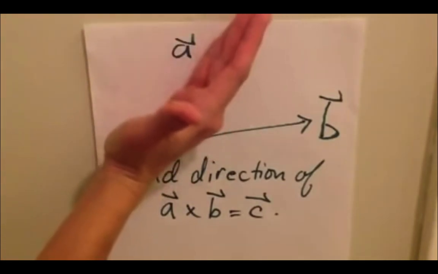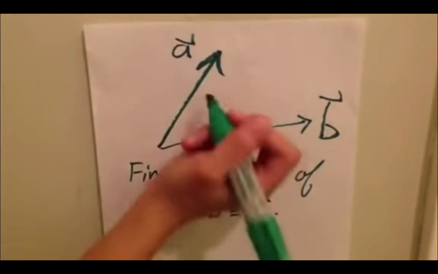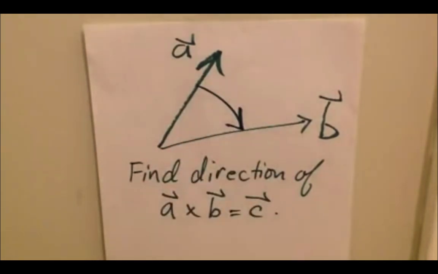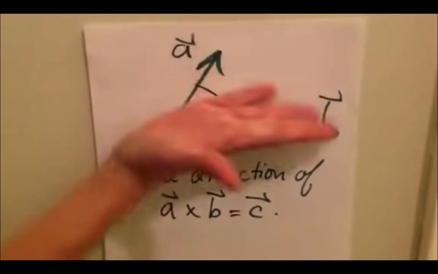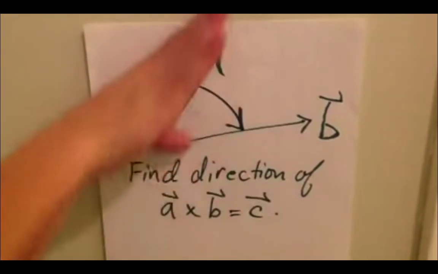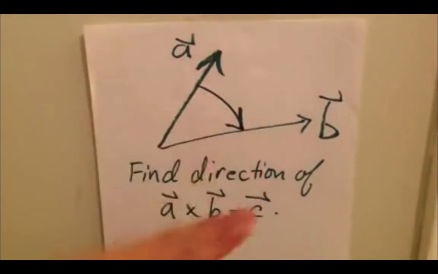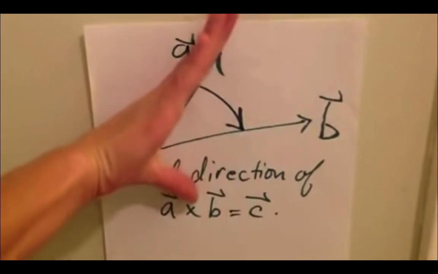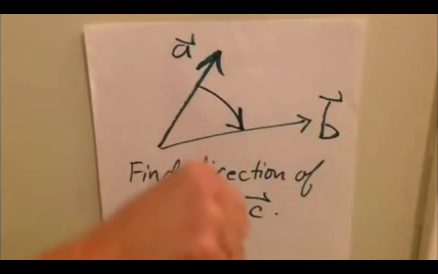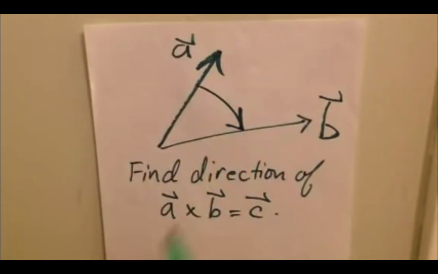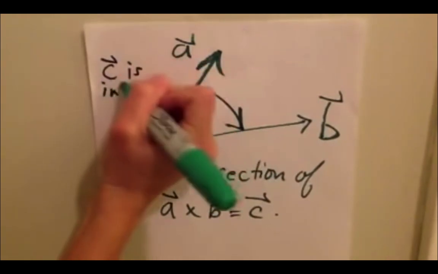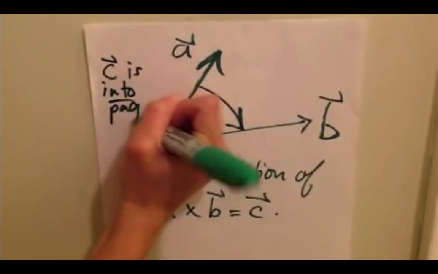And you have to do it in the way that will let you swing A down into B, like it was a little hinge. So if you try that, notice, if you do it this way, it's the wrong way, right? You'd have to swing all the way the long way around. If you want to just simply fold A into B, the way to do that is to put your fingers this way, then you can curl them down this way. Notice when you do that, your thumb is pointing into the page. So therefore the answer is that C is into the page.